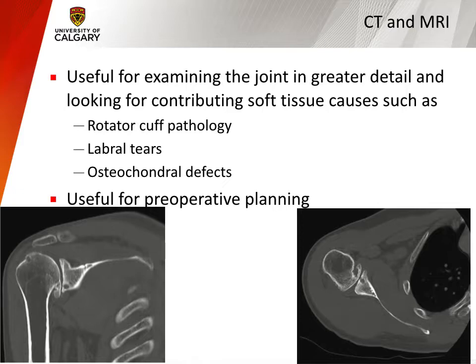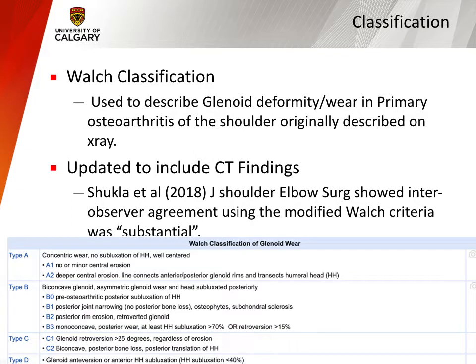So we've gone through the imaging, and is there a classification system? Yes, there is. It's the Walch classification. This was used to describe the glenoid deformity in primary osteoarthritis initially, and initially this was described using only x-ray. It's been updated to include CT findings as well. A study from the Journal of Shoulder and Elbow Surgery from 2018 showed that their intra-observer agreement was substantial using the modified Walch criteria.